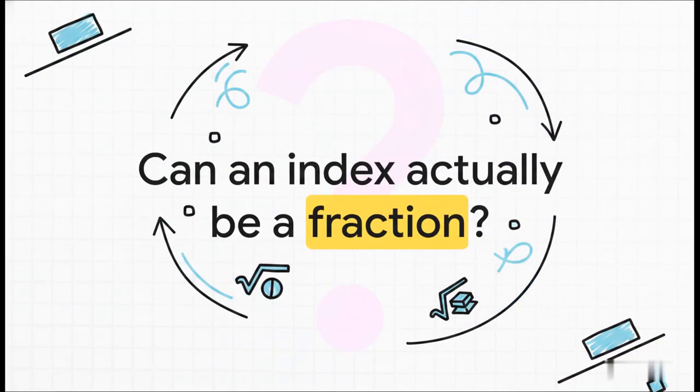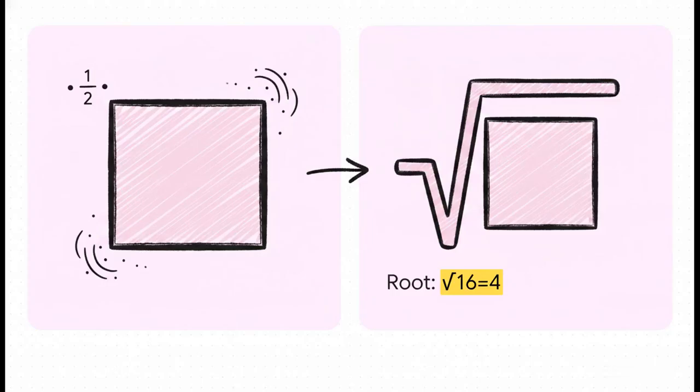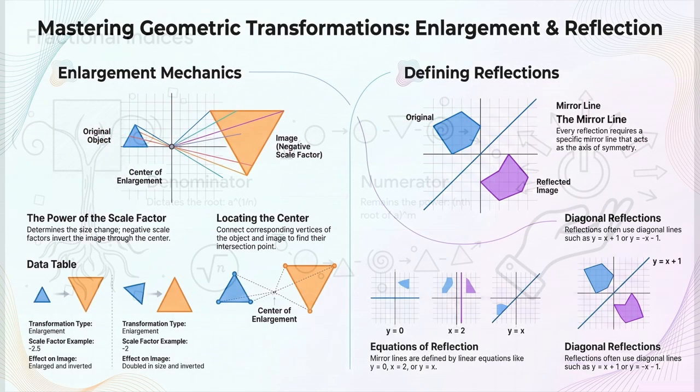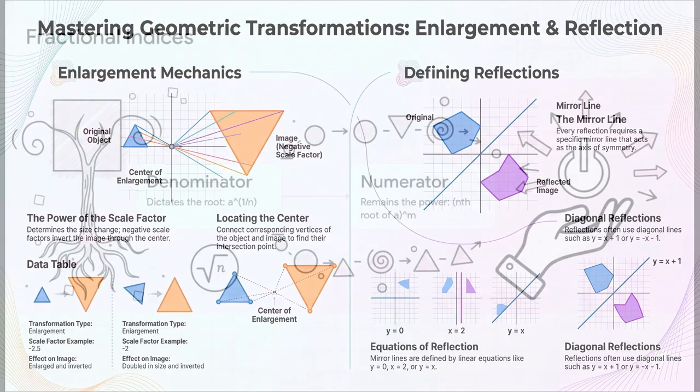Okay, time for the final boss of this explainer. Can we actually have fractional indices? Absolutely. A fractional index like 1/2 directly translates right into a square root. The fraction's denominator tells you the root, while the top numerator stays as the power.